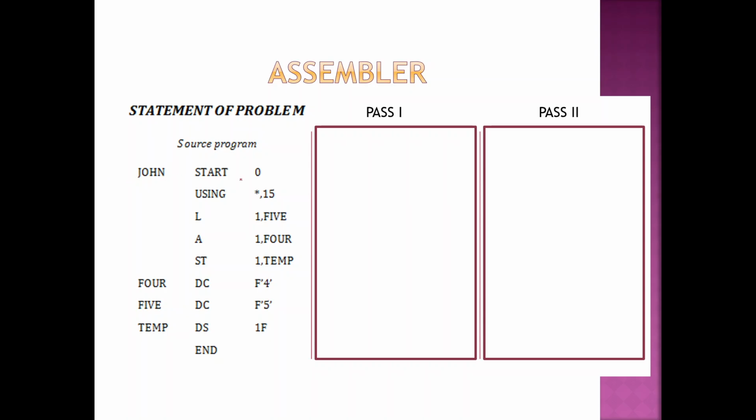So what is this? Start. We're going to say START 0. I'm going to start here, at the first location, using asterisk comma 15. Asterisk, what did I tell you? Asterisk is nothing but it takes the current location, and that address is going to be stored in the base register, right? So let us talk about the relative address here. I'm going to say the relative address here for L is 0. Why? Because START and USING are pseudo ops. The actual program begins from this location only, so this is going to be stored at location 0. This is an RX instruction, so the next one is going to be 4 and the next one is going to be 8.